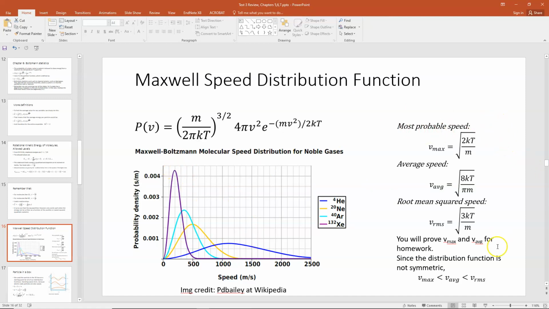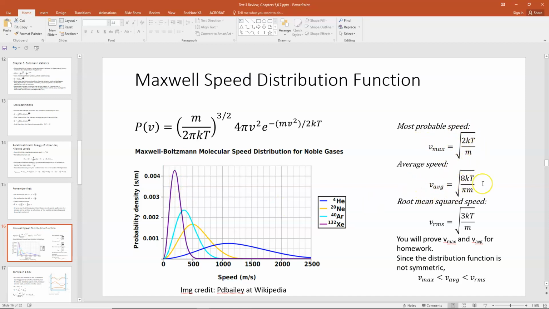And so that means that there are different speeds that could be used to describe what the speed of a molecule is on average in that distribution. So the most probable speed would be the peak of the distribution curve, like the top of this purple curve here. That would be the most probable speed for xenon, for example. And that is v max probability, which is the square root of 2 kT over m.